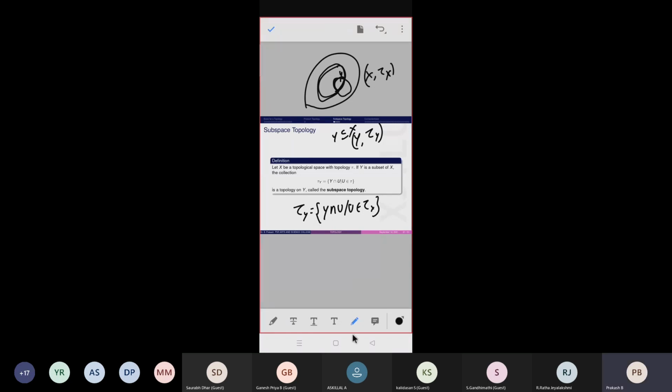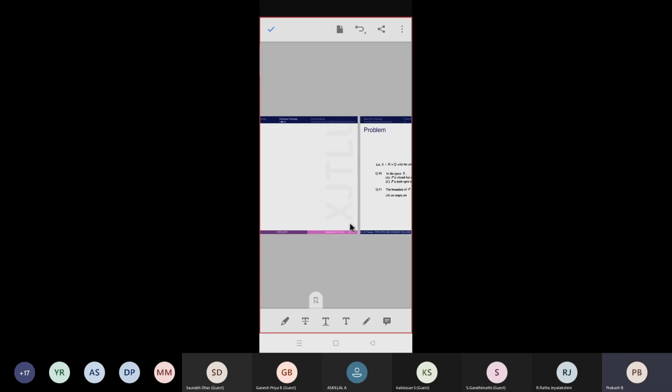Now the question is, in R power 2 we are taking the subspace topology N cross Q, right? So in this subspace topology we want to check the set, that is the set of all (n, 1/n), where n belongs to N. Is this open or closed? We want to check this one in the subspace topology. They are giving the name P for this set. Now we want to check whether P is closed or not in N cross Q.